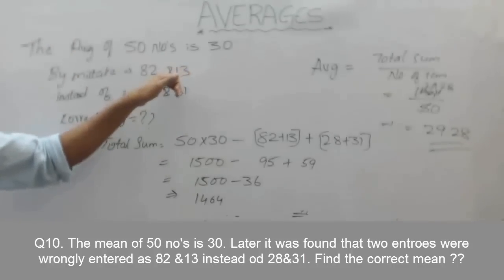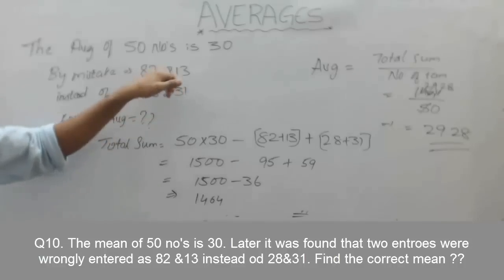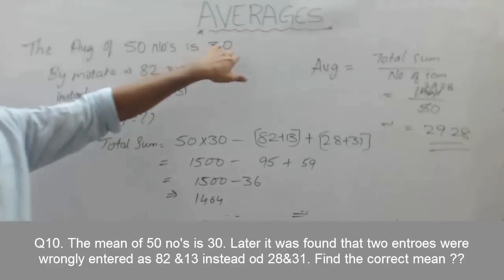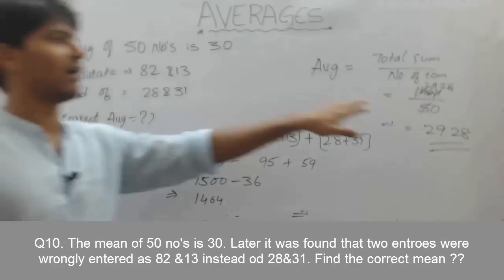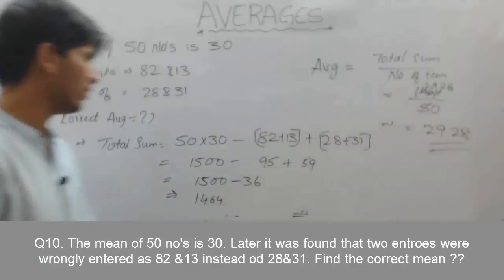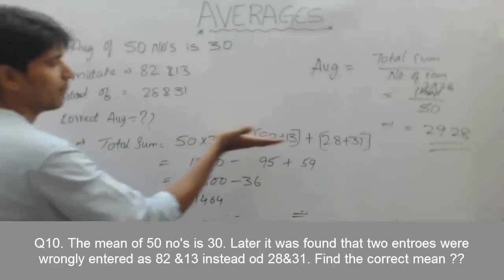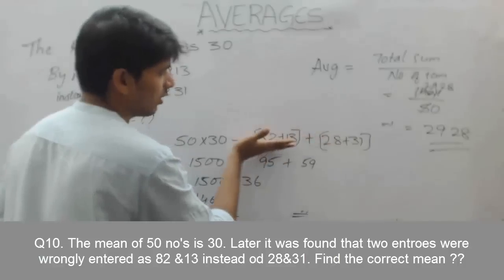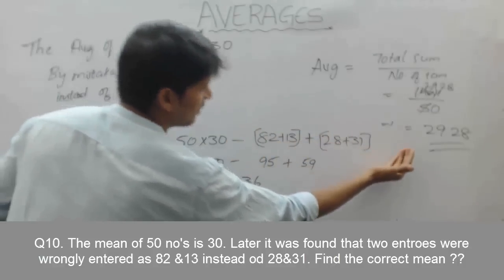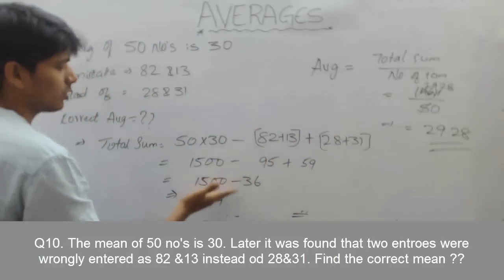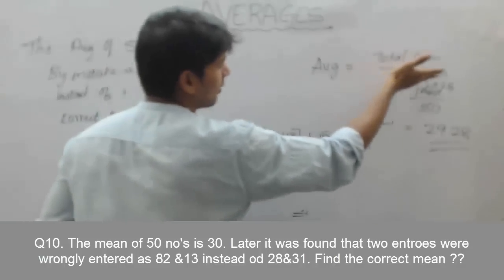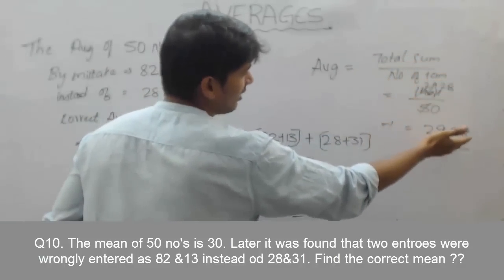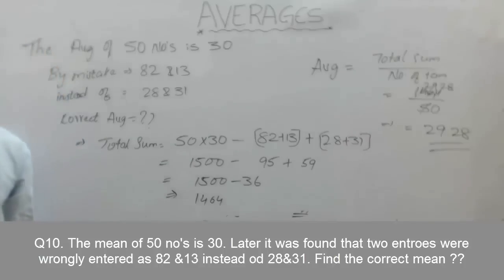So instead of taking 28 and 31, they have taken 82 and 13, so that the average became 30. If you take the correct numbers, then the average becomes 29.28. How have we got this? From the total sum we deducted the wrong numbers, and again we added the correct numbers, so that our total became 1464. The total number of terms remains the same. So if you divide, you are going to get 29.28.